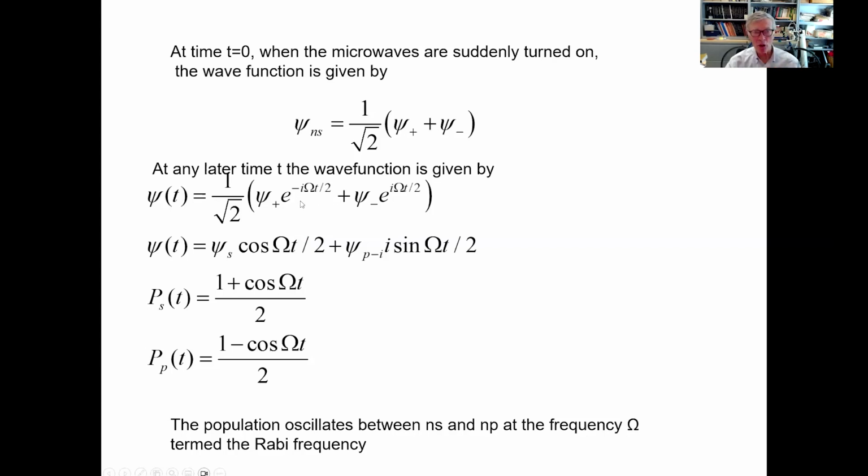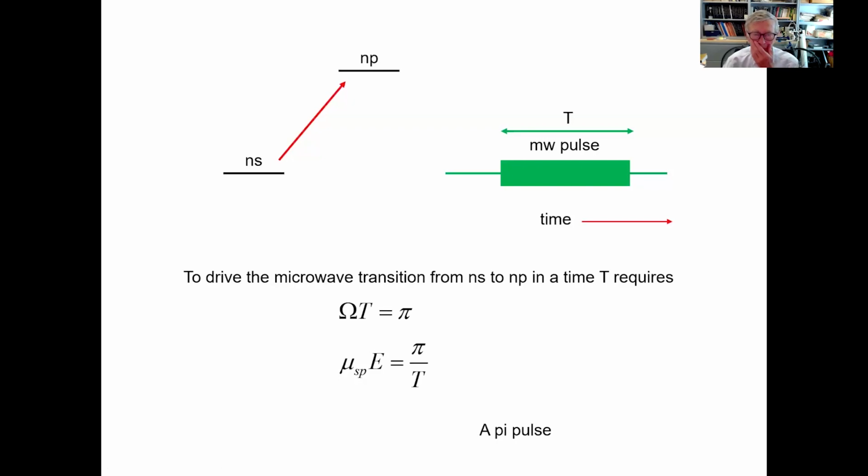These plus and minus states evolve in opposite directions, their phases evolve in opposite directions. And the wave function looks like this. And if you compute the probability as a function of time of being in the S or the P state, they look like this. So the population oscillates between NS and NP at frequency omega, which is often termed the Rabi frequency. And basically, to drive the transition at that time requires that this be equal to pi, which then gives a pulse of this form the name a pi pulse. If you've heard that, that's the origin.